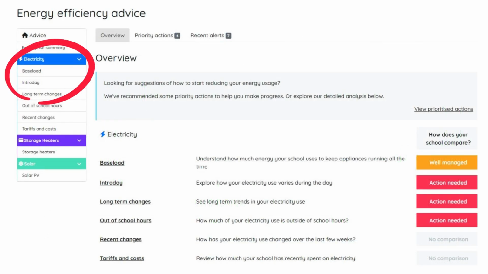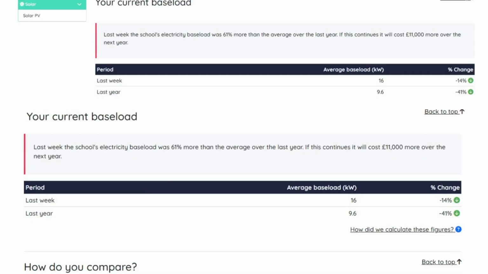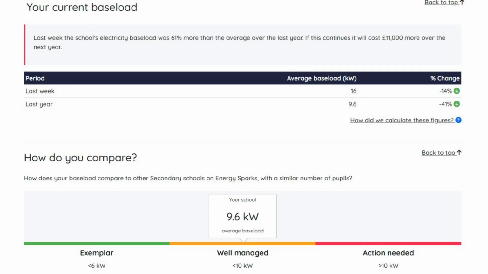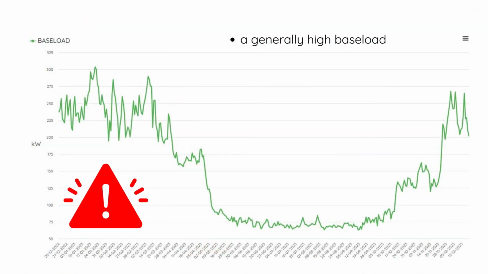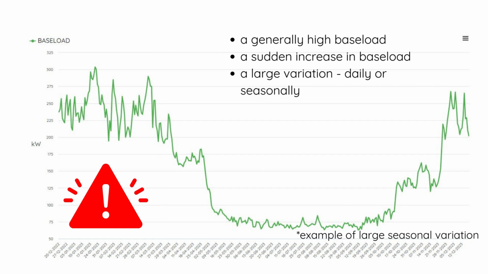On the baseload advice and the Insight tab, we show a comparison between the baseload of your school and our well-managed top 30% of schools. Below this, we show some activities to try with your students or actions for staff to take if you want to reduce your baseload. There are a few things to watch out for with baseload. A generally high baseload where your school consumes more overnight than most schools, a sudden increase in baseload, or a large variation, either a variation between days of the week, seasons, or one that has no obvious pattern.